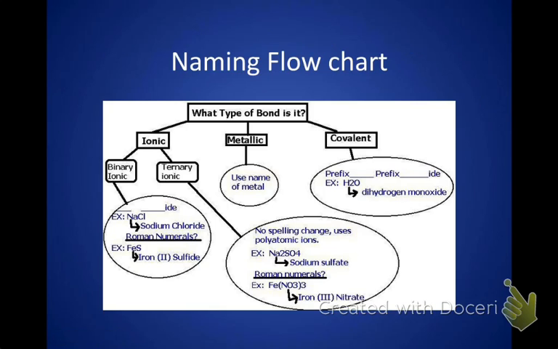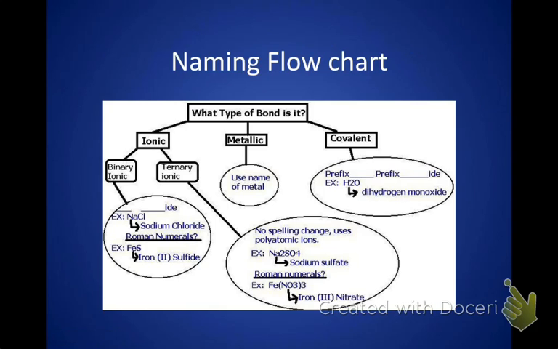Once you figure out that it's a metal and a nonmetal, you have to figure out, are you talking about polyatomic or just monatomic ions? And don't forget your varying charges: iron 3, iron 2, lead 2, lead 4. So you've got to make sure that you check your varying charges.